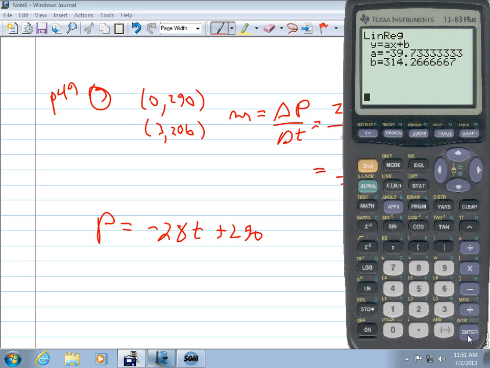Hit 2. And there it is. And I'm in float, so it doesn't have any round-off error. Remember we had a little round-off error yesterday when we didn't use floats, so leave it in float. So the slope, it's doing ax plus b instead of mx plus b. So a is the slope.